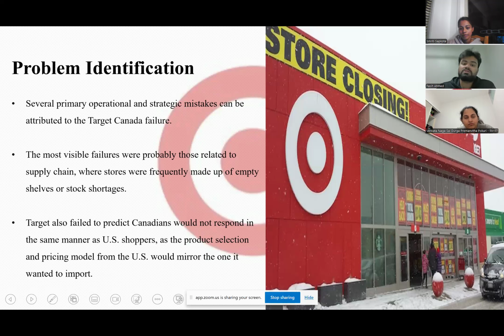The failure affected not just Target, but also its stakeholders such as employees and suppliers. The withdrawal of Target caused huge financial loss and also tarnished its brand image. Furthermore, the Canadian retail landscape was disrupted after Target's exit, and the exit created a vacancy which the remaining players in the Canadian retail landscape, such as Walmart and regional retailers, filled. Now, my next teammate, Prema, will discuss.